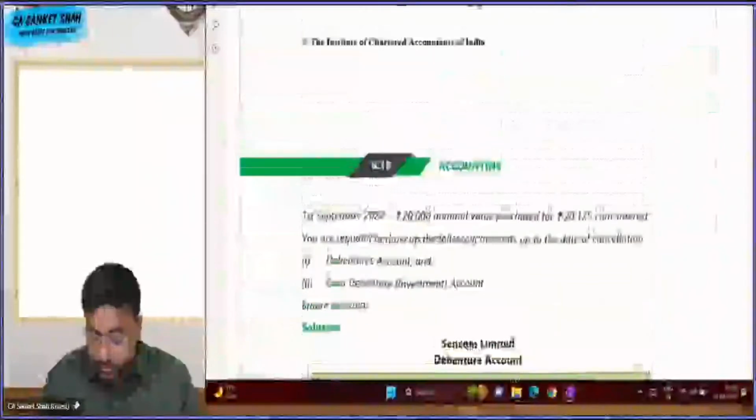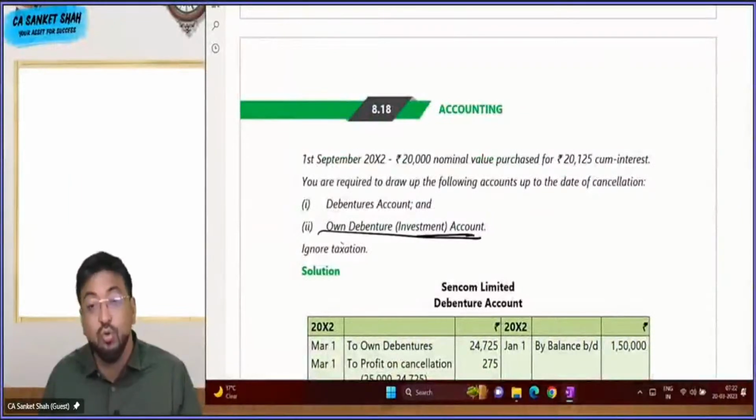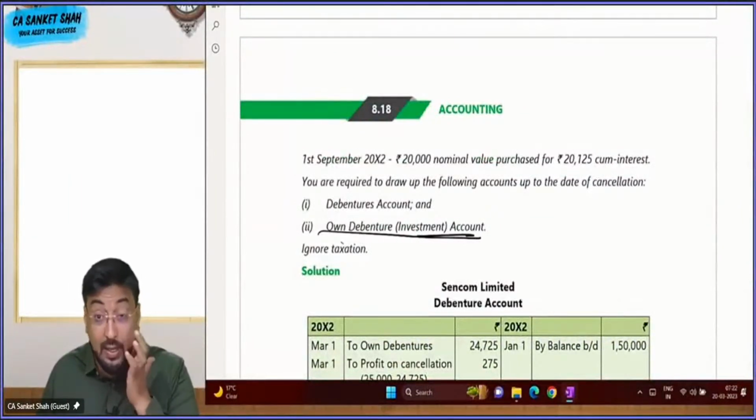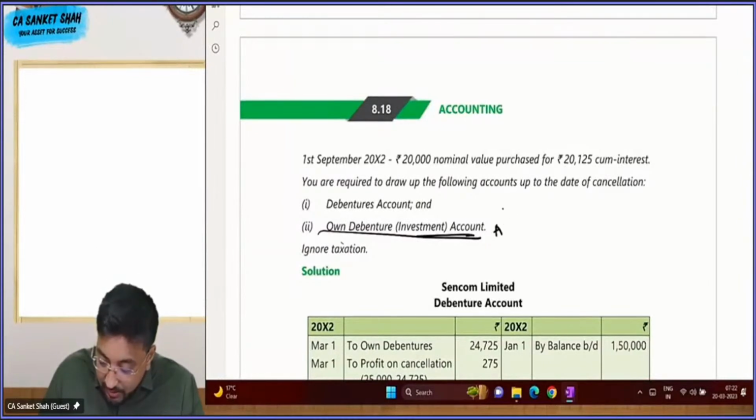Own debentures account is the third one, because it is specifically asked in the question. So when do we open own debentures account? When it is specifically asked in the question, beta, then we are going to cancel it. Own debentures is nothing but an investment account. It is showing on the asset side. Yes beta, it is like an asset. So asset means debit balance.